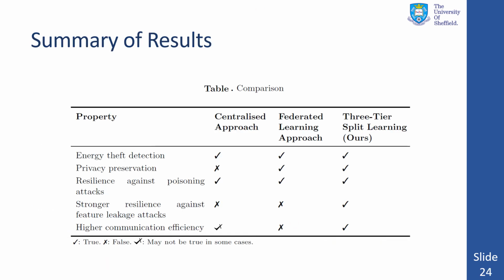And here is a summary of the results that we have just shown. We've compared the three approaches of the centralized approach, the federated learning approach, and the three-tier approach in terms of energy theft detection, privacy preservation, resilience against poisoning attack, resilience against feature leakage attack, and communication efficiency.